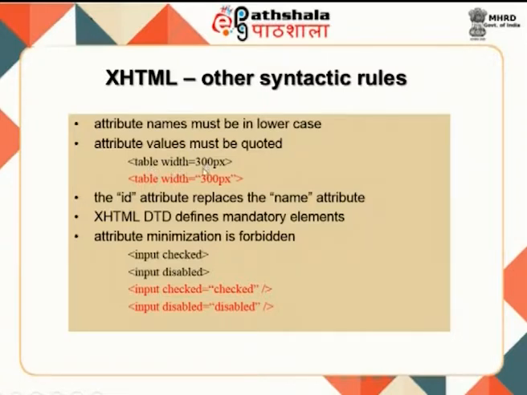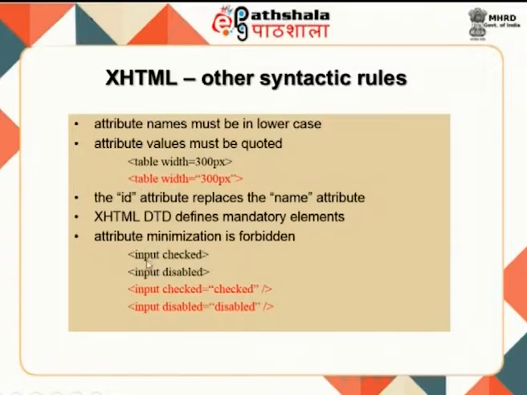So, width is given as 300 pixels, which is allowed in HTML, whereas in XHTML you can see that the attribute value has to be properly closed. So, it is put within double quotes, and normally the ID attribute replaces the name attribute. So, we will have a name attribute, whereas here, in order to parse this XHTML document, it is better to use an ID attribute.